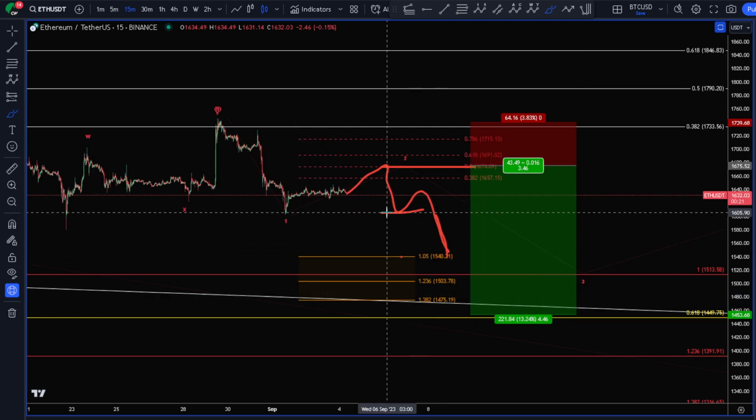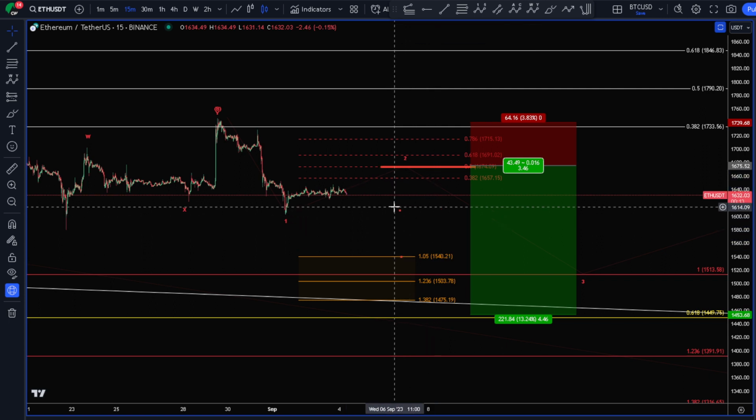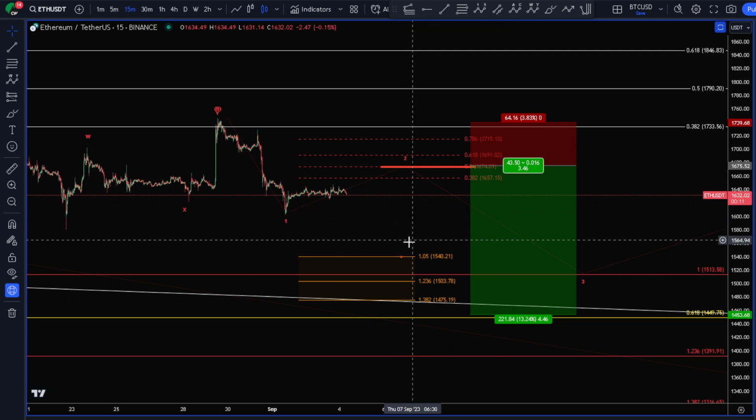And that's what I'm looking for this week, guys, on Ethereum. And I will constantly update this every day just to follow along with the count.